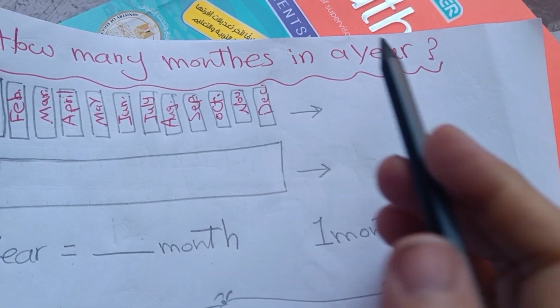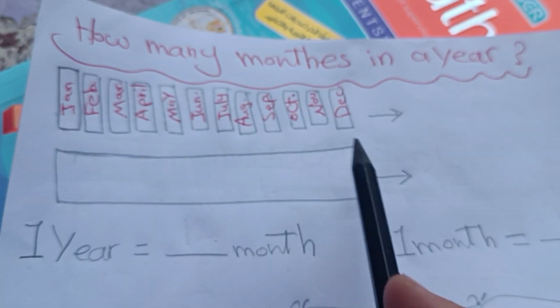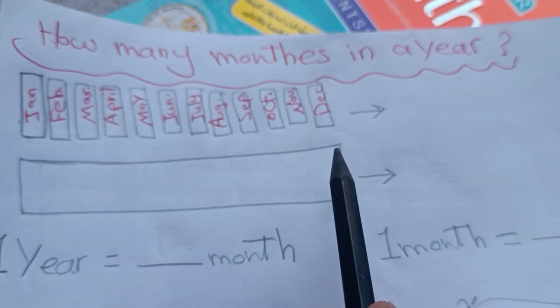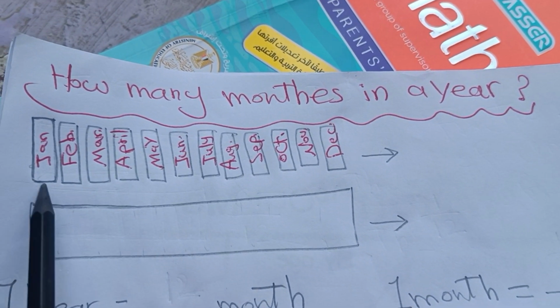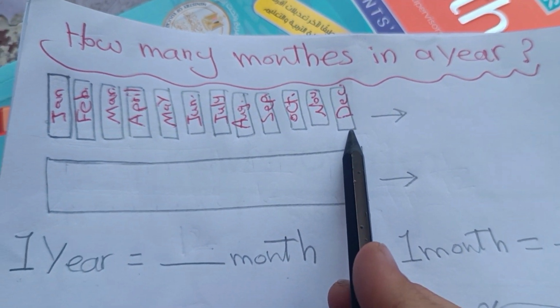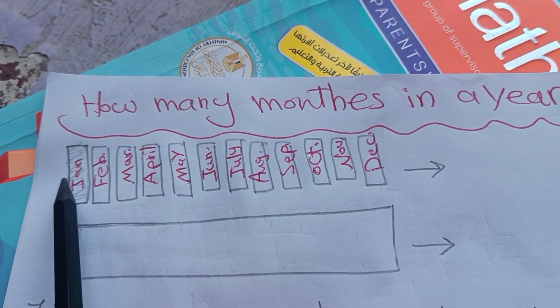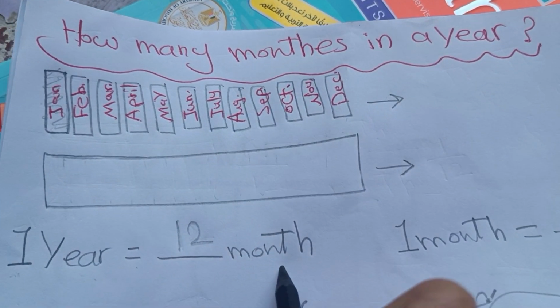Do you know how many months are there in a year? They are 12 months. So 12 months together can compose one whole year. And each year can be divided equally into 12 months. So each month of them can be expressed as a fraction of a year, because 1 year equals 12 months.